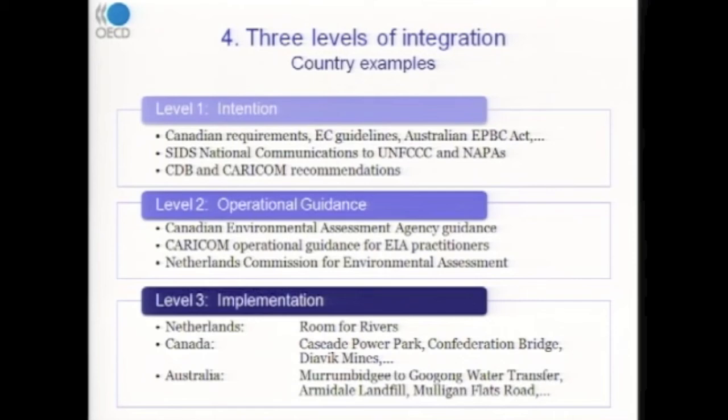A number of small island developing states have actually talked about incorporating natural hazards management, which is not very different from adaptation to climate variability, as part of the EIA. And some of them have also signaled the intent to look at what climate change might do to natural hazards and how to incorporate that information. Then the Caribbean Development Bank and CARICOM have developed specific recommendations for Jamaica, I think in 2004, on how to go about incorporating climate change risks as part of the EIA process.